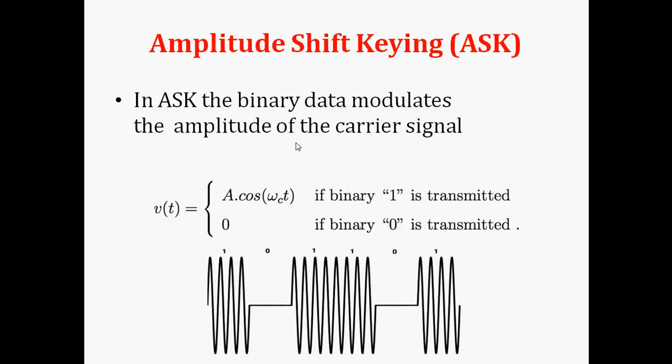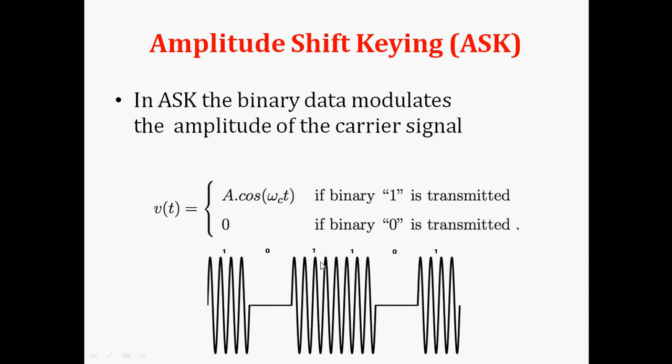Amplitude shift keying. In ASK, the binary data modulates the amplitude of the carrier signal. That will depend on what information we are sending, either 1 or 0. Accordingly, the amplitude of the signal will vary. We can represent that here with an example. We have a signal V of t represented as A cos omega_c t, and that will be transmitted if binary 1 is transmitted. Here A is the amplitude of the signal, and V of t will be equal to 0 if binary 0 is transmitted.